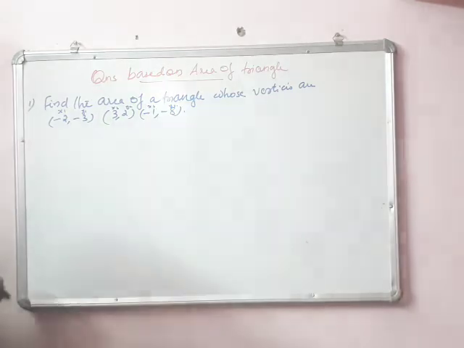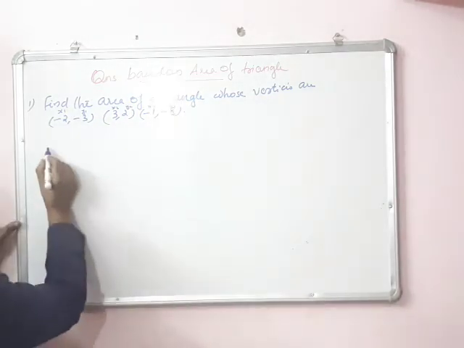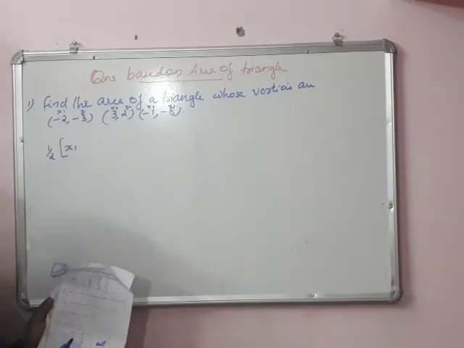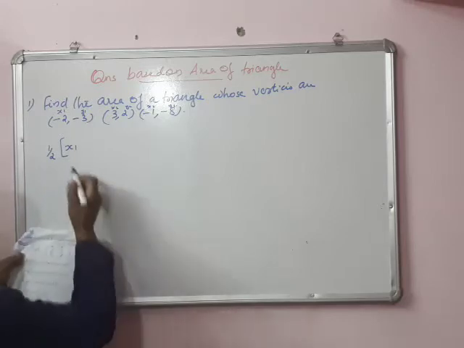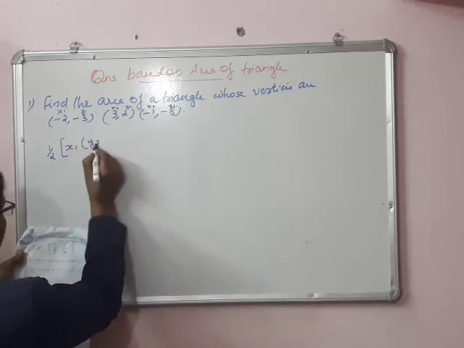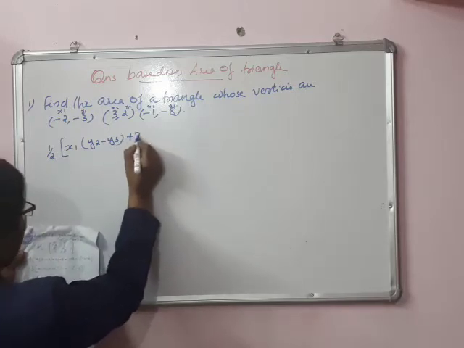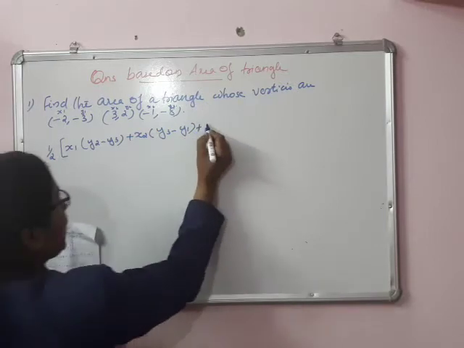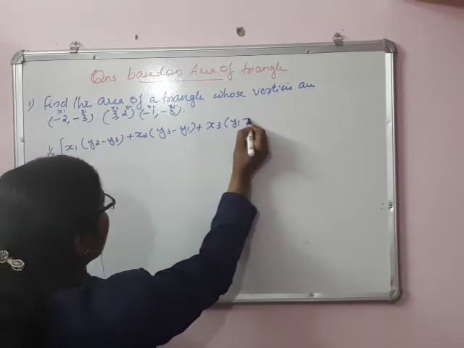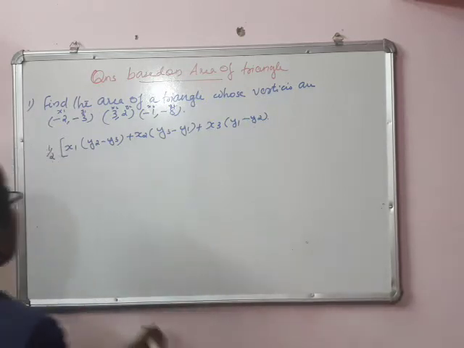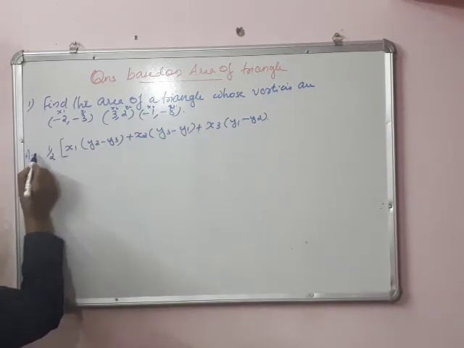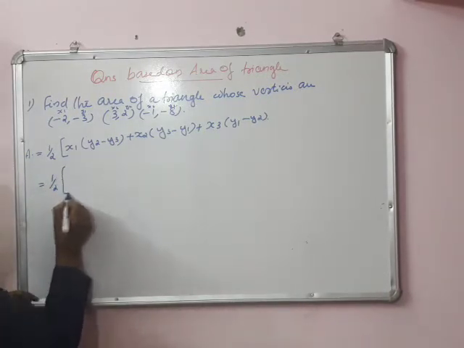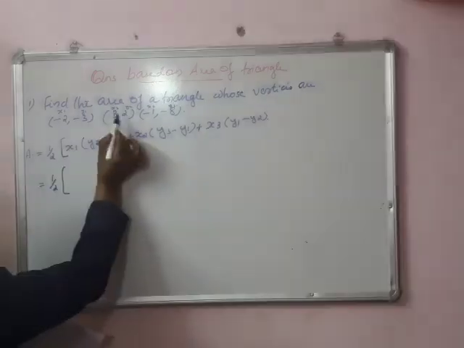Okay, we know the formula. What is the formula for finding the area? Half into x1 into (y2 minus y3) plus x2 into (y3 minus y1) plus x3 into (y1 minus y2). This is the formula for finding the area of a triangle. Then this is x1, this is x2, this is x3.